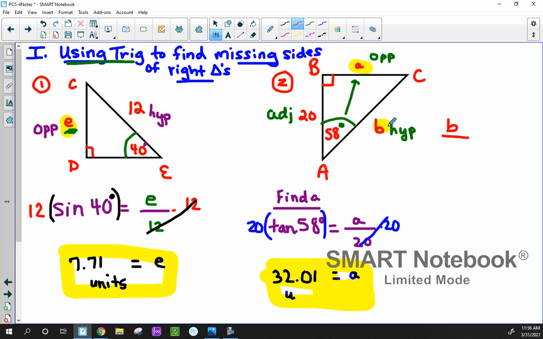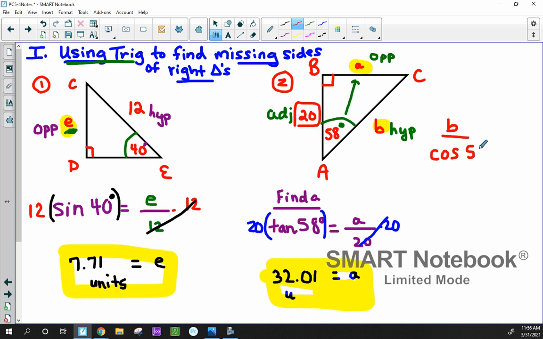To find side B, I need to use the side that they gave me, adjacent, and then B, which is the hypotenuse. I actually could put 32.01 back up here and use that side if I wanted to, but I've rounded it, so it will affect my answer just a little bit. So I always prefer to use the number that they give me. So again, I'm using the adjacent hypotenuse definition. A over H is cosine, so that's how I know to use cosine to find side B.